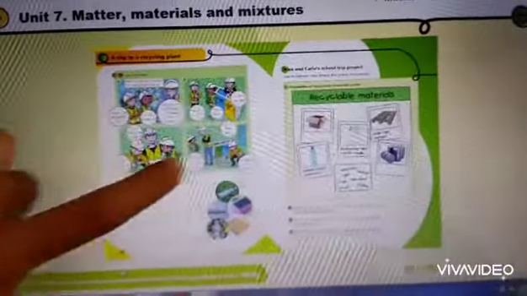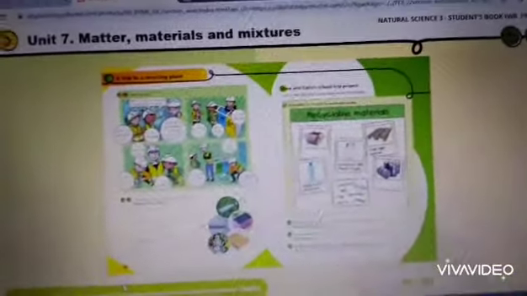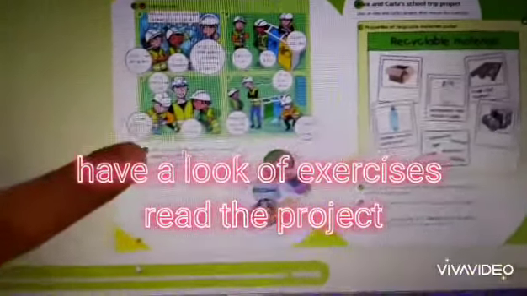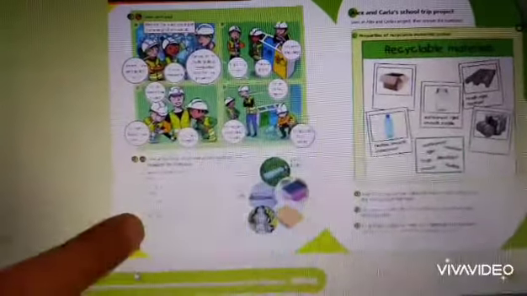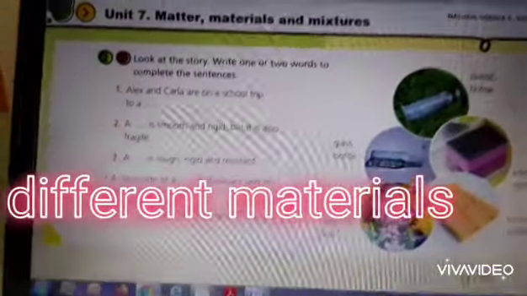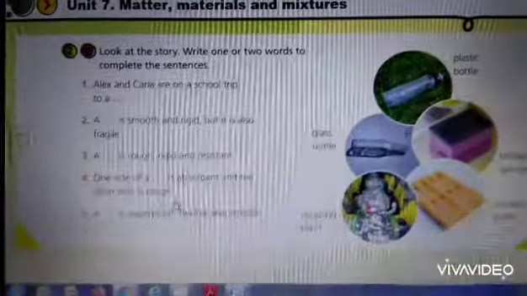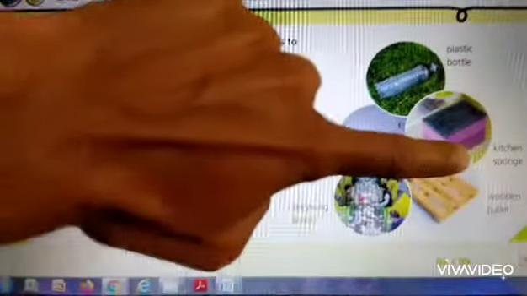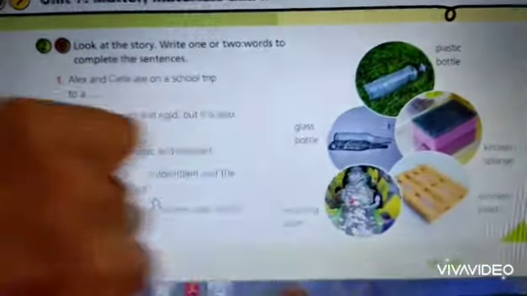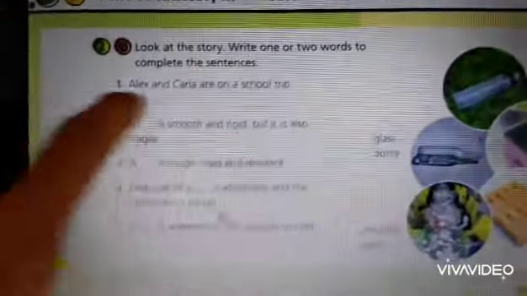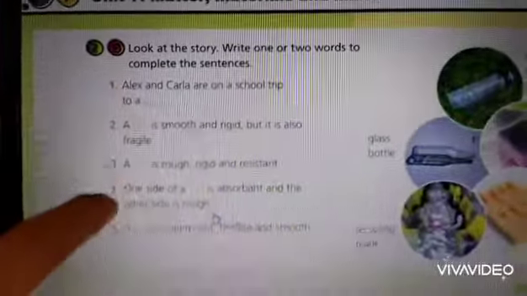Once you read and understand all the vocabulary in the comic, it's good that you have a look at the different exercises that you can do orally. So you can read exercise number 2, and complete the sentences with the different materials that you see in the photo. For example, you can find different materials: glass bottle, plastic bottle, kitchen sponge, wooden pallet, recycling plant. So with all this vocabulary, complete the sentences from 1 to 5.